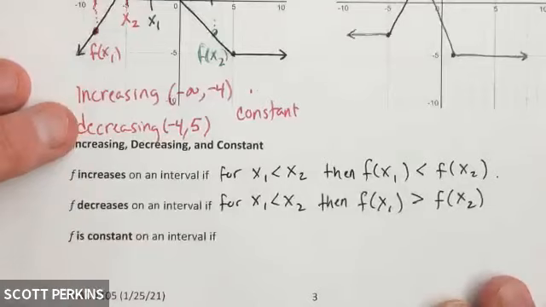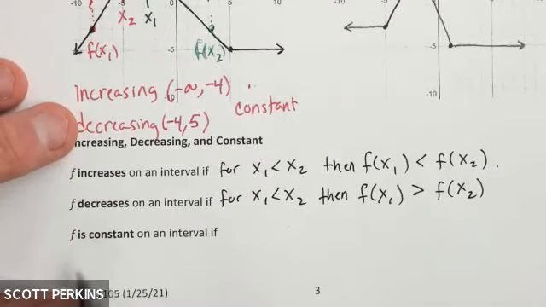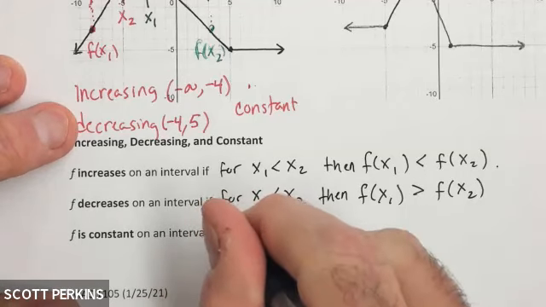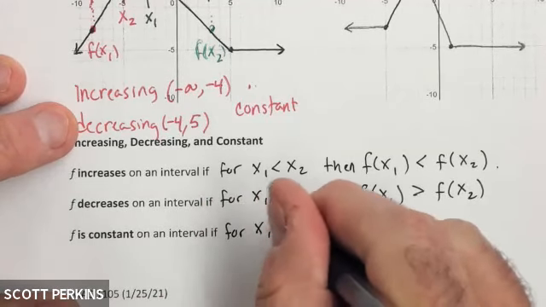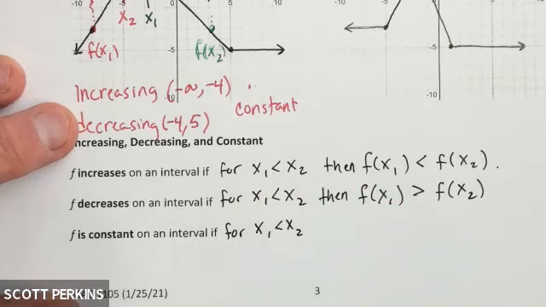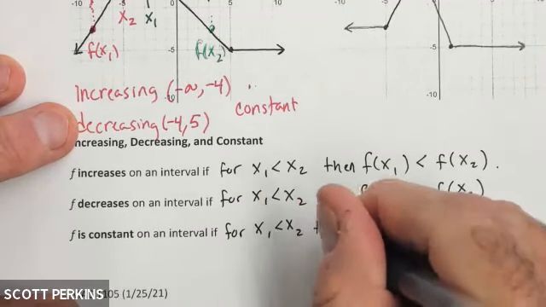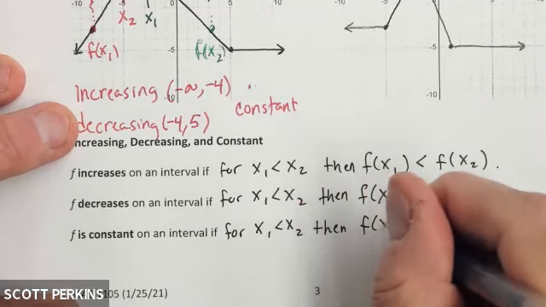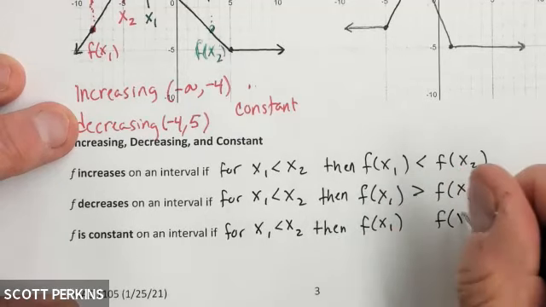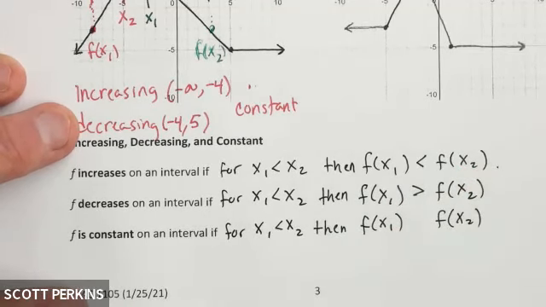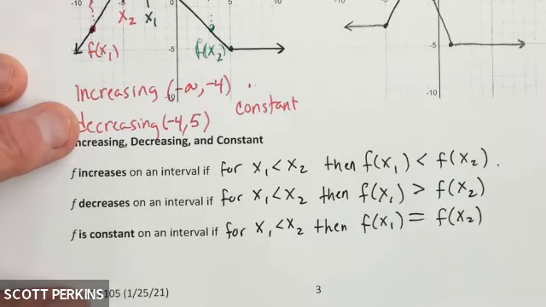One more, the last one, f is constant, which you told me means that it's not changing, if for x1 less than x2, again, that just means I'm reading the graph from left to right. Then this time, if it's not changing, how do you think the function values are going to relate if this is unchanging? They are going to be equal. Perfect. Yes. It's constant if the function values are just equal in this interval.